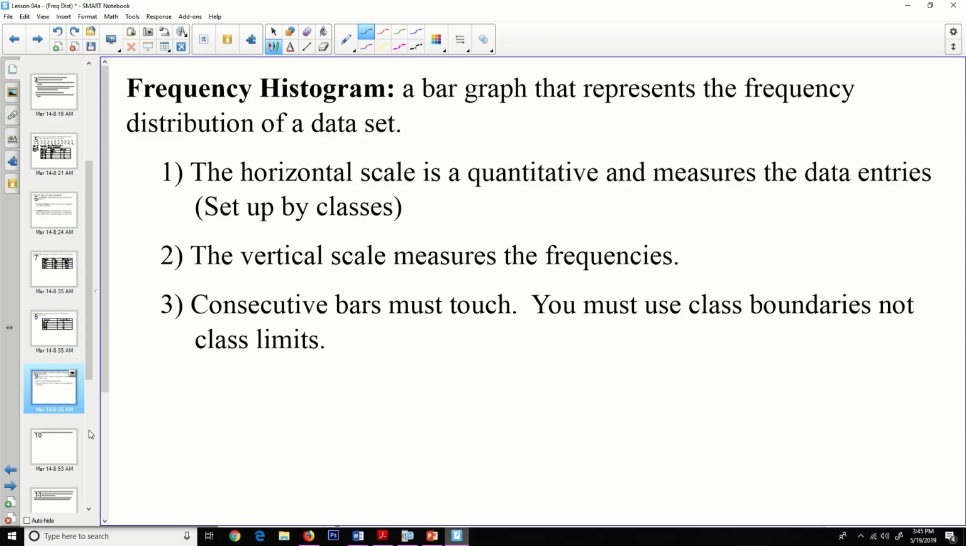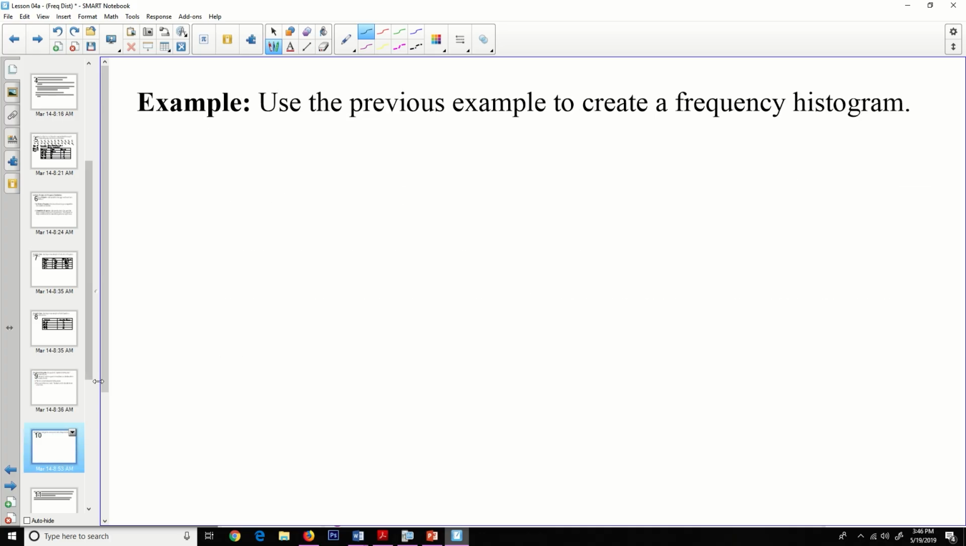All right, moving on. A frequency histogram is a bar graph that represents the frequency distribution of a data set. The horizontal scale is quantitative and measures the data entries set up by class. The vertical scale measures the frequencies. Consecutive bars must touch. You must use the class boundaries, not the class limits. All right. So let's set that up right here. Let's do an example. Use the previous example to create the frequency histogram.